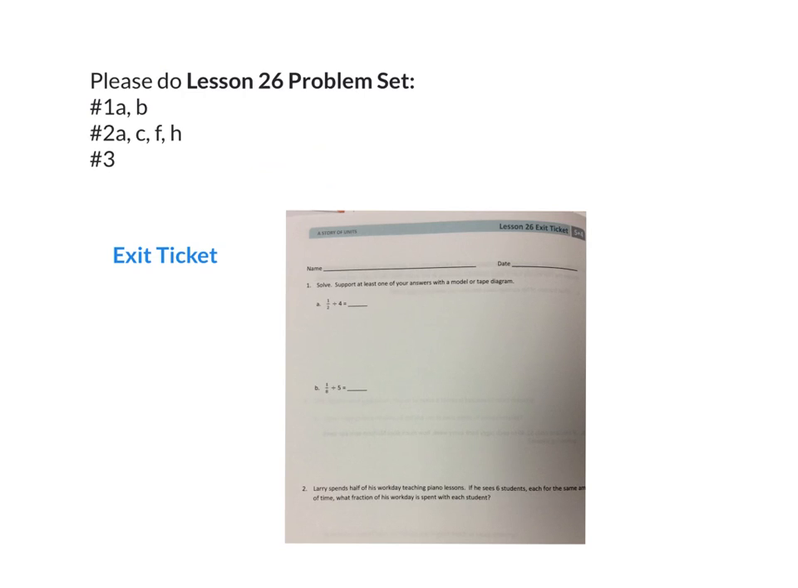Now that we've gone through today's lesson, lesson 26, module 4 in 5th grade Eureka Math, I want you to please do the following problems in lesson 26 problem set. Number 1, A and B, 2A, C, F, and H, and number 3. When you are done, please get an exit ticket and turn it into the tray, and then, of course, you can continue working on extra practice problems. If you have any questions about this concept, please ask your substitute, or please ask me when I come back tomorrow. Another option, of course, is always to consult Zern. Good luck, and thank you for taking great math notes.